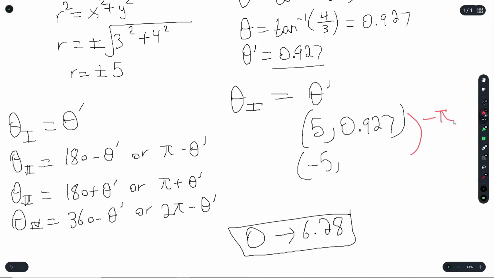So 0.927 minus pi, it will be negative 2.21. But we cannot have negatives in our theta value because our range is from 0 till 6.28. So we have to add pi since removing pi won't work. So let's add pi. 0.927 plus pi is equal to 4.068, and that's completely in our range and it's completely fine.